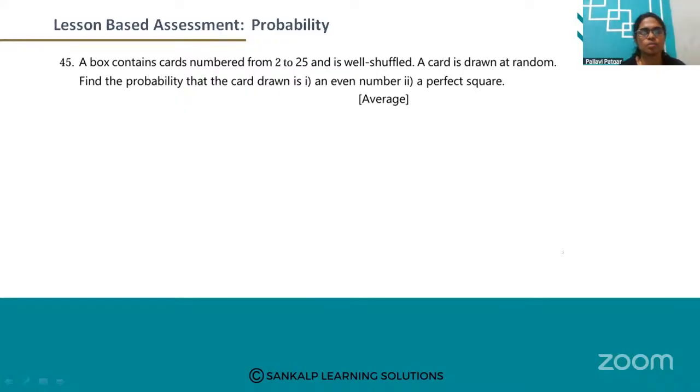Look at the question number 45. A box contains cards numbered from 2 to 25 and is well shuffled. A card is drawn at random. Find the probability that the card drawn is an even number and a perfect square.